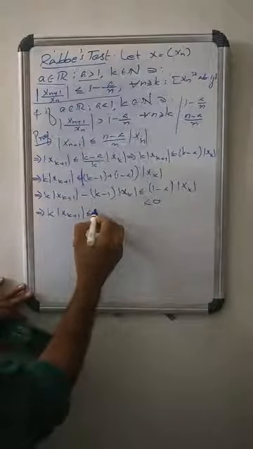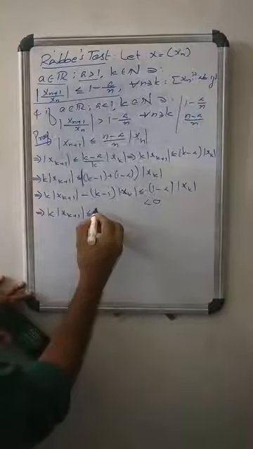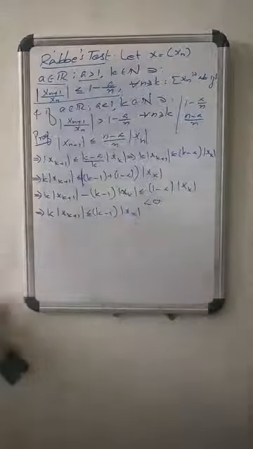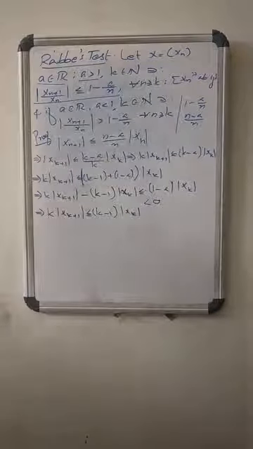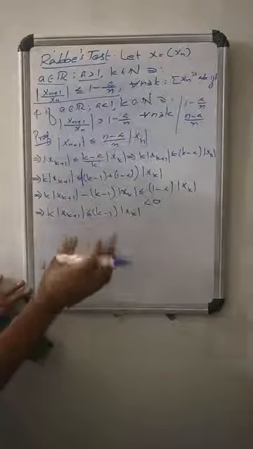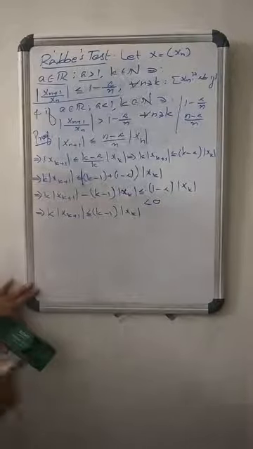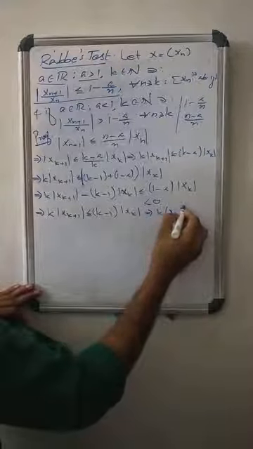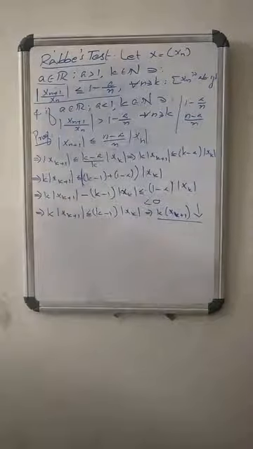So k into modulus of xk plus 1 is less than or equals k minus 1 into modulus of xk. So you can immediately conclude that k into modulus of xk plus 1 is a decreasing sequence. Okay, decreasing sequence.